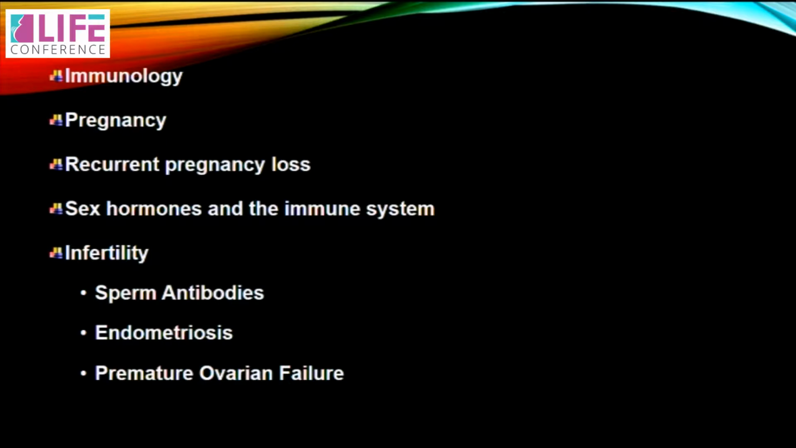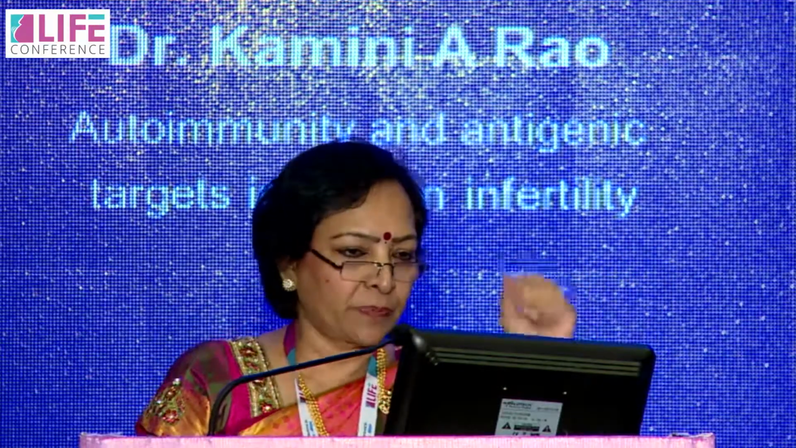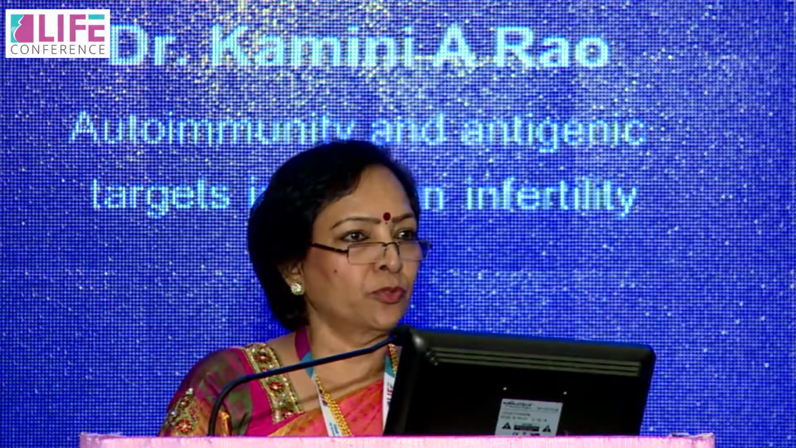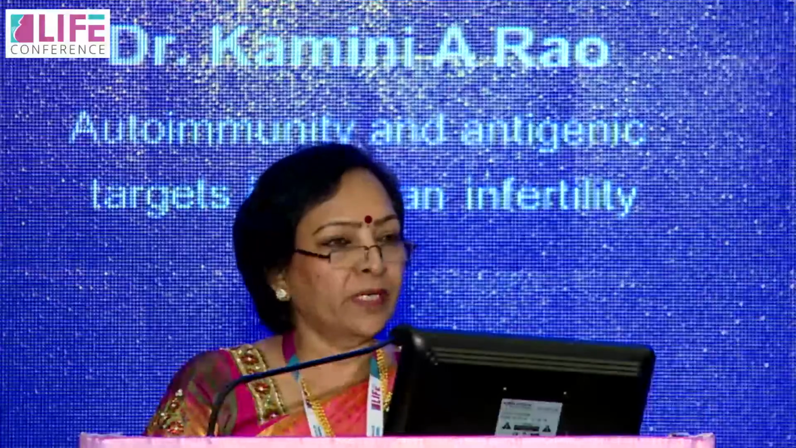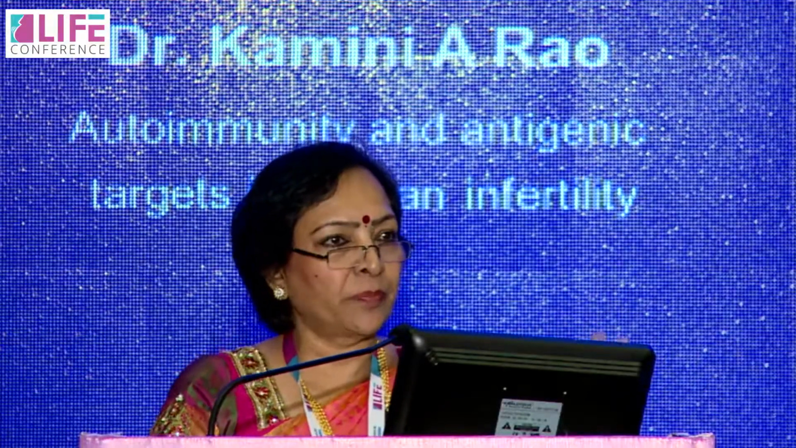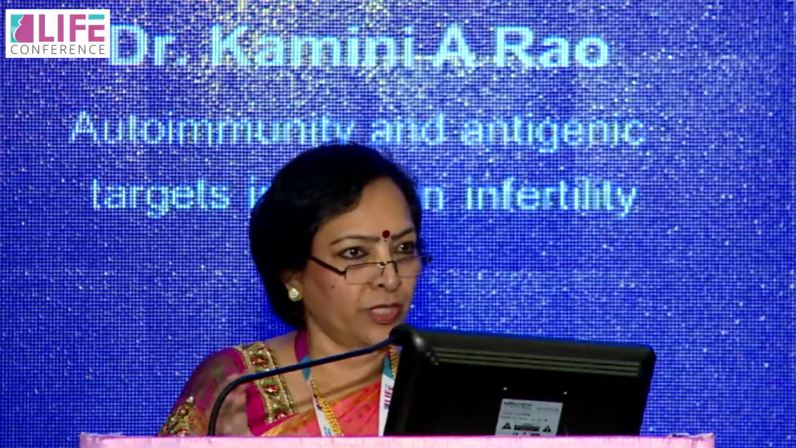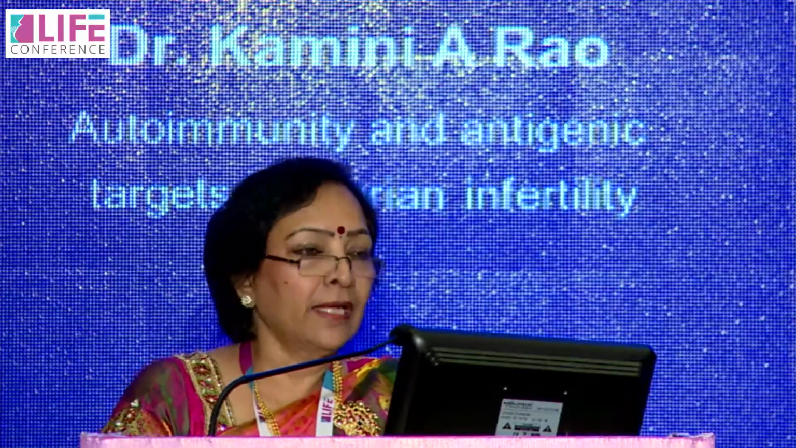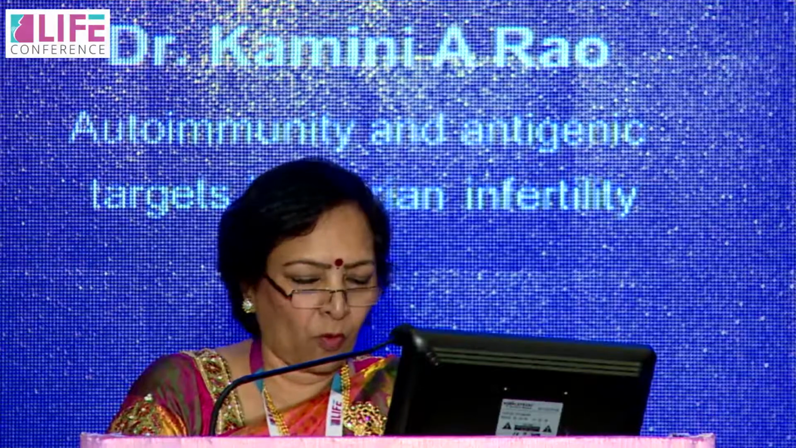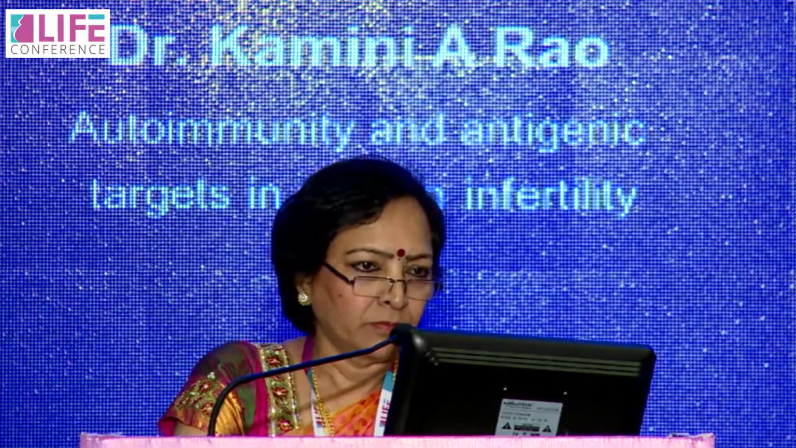And in infertility in the 1970s and 1980s, for example, we thought sperm antibodies were important, so we used to do a bit of washing so that the surface of the sperm head would be devoid of those antibodies and therefore the pregnancy would occur. We also know that there is some loose association between endometriosis and infertility and immunology. And of course, the most established one is premature ovarian failure.